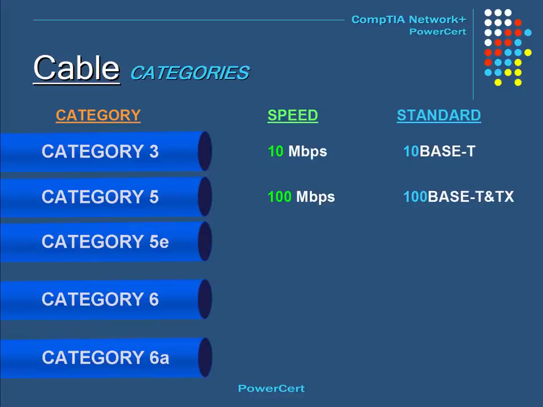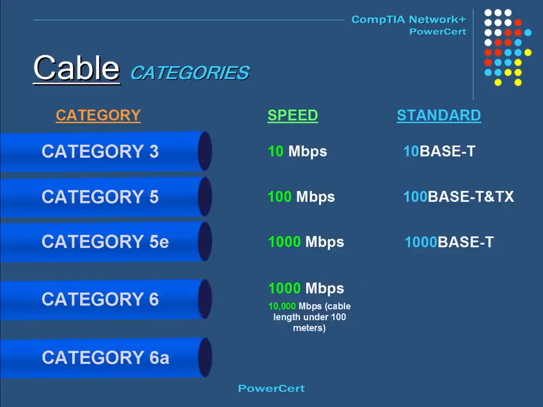Category 5E is an enhanced version of Category 5, and it has speeds of over 1,000 megabits per second, and these are used on 1000BASE-T Ethernet networks. And Category 6 also has a maximum speed of 1000 megabits per second, and is also used on 1000BASE-T Ethernet networks, but it's more of a heavier duty cable when compared to Category 5E.